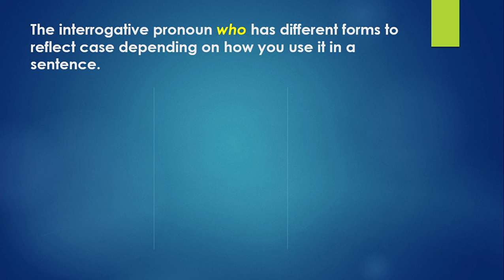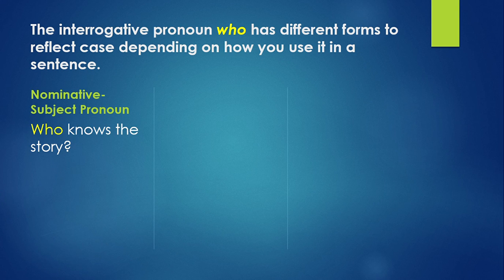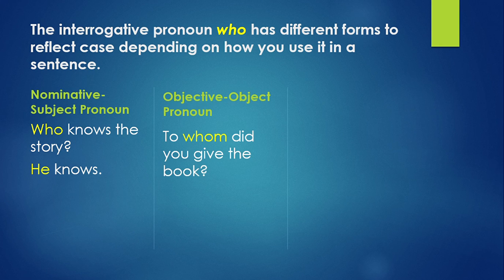The interrogative pronoun who has different forms to reflect case, depending on how you use it in a sentence. So if it's the nominative case, and we've talked about that before, it's the subject pronoun. So who knows the story? He knows. Objective, object pronoun. To whom did you give the book? I gave the book to her. So it's the whole who and whom. Which one do you use?